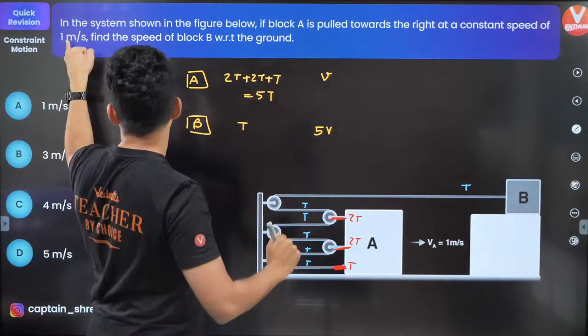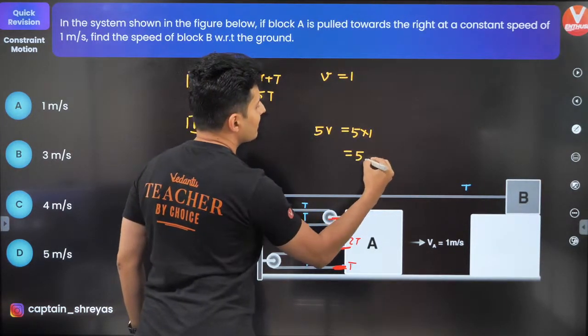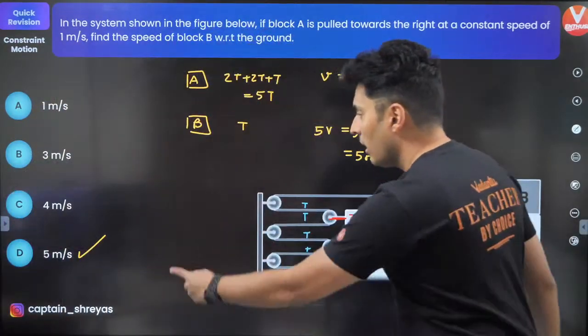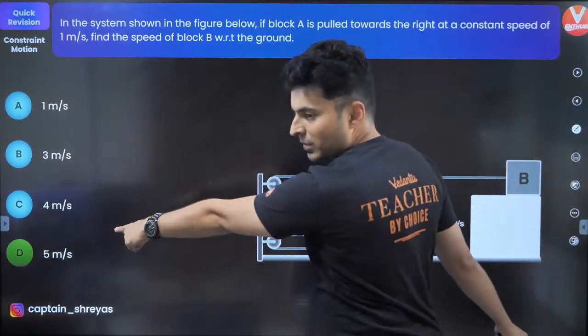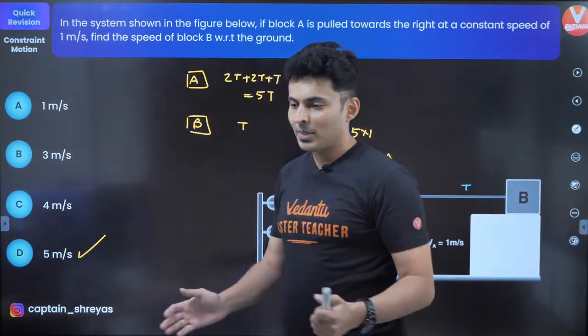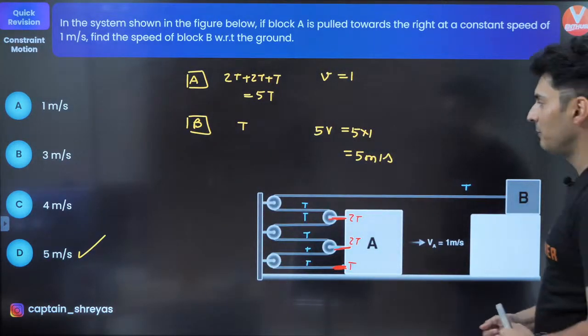Velocity of block A is 1. If this is 1, this will be 5 into 1, which means it is 5 meters per second. Done. Option D is correct and we are absolutely correct. Yep, it is. That's it. Done. Isn't it simple? After this, you will never face any problem.